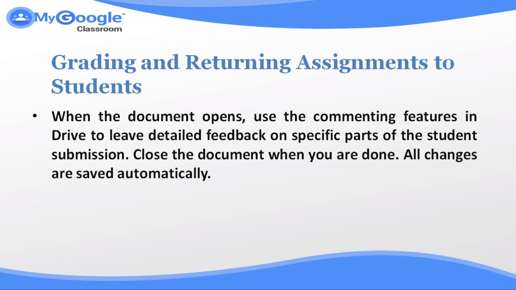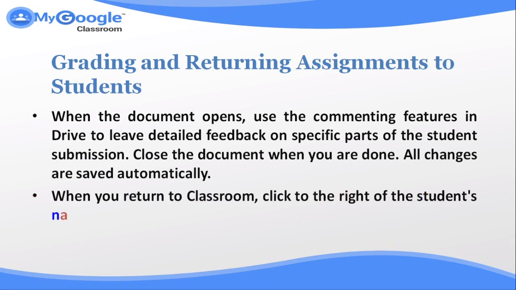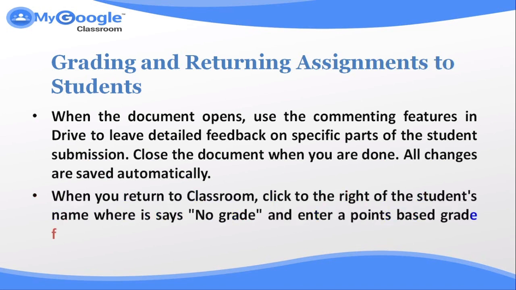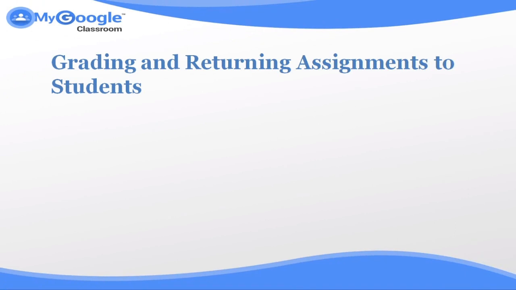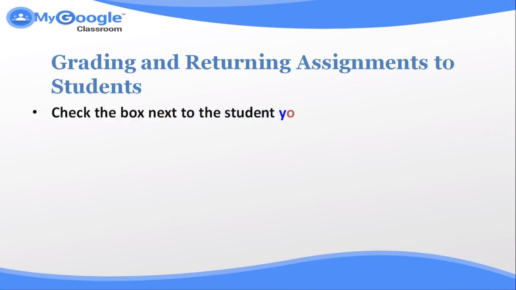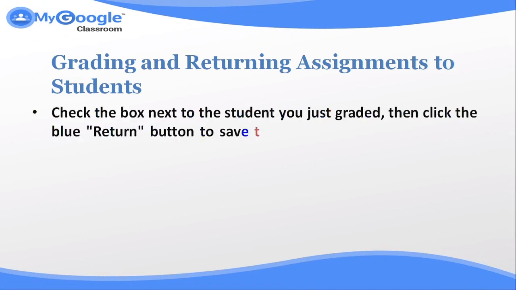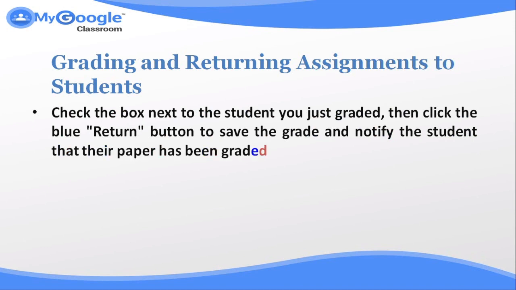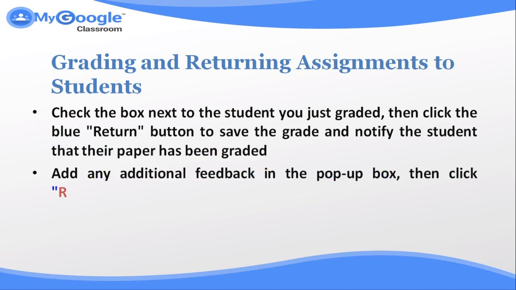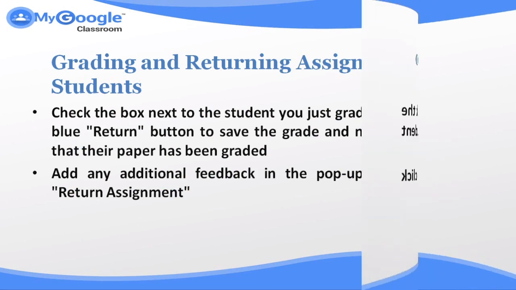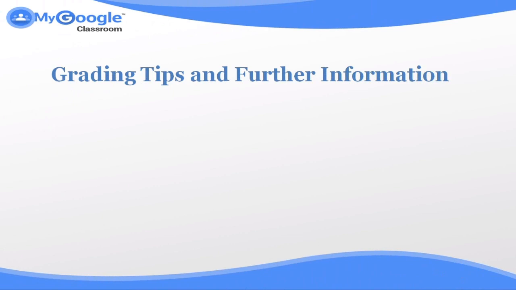All changes are saved automatically. When you return to Classroom, click to the right of the student's name where it says No Grade and enter a point-based grade for the assignment. Check the box next to the student you just graded. Then click the blue Return button to save the grade and notify the student that their paper has been graded. Add any additional feedback in the pop-up box, then click Return Assignment.